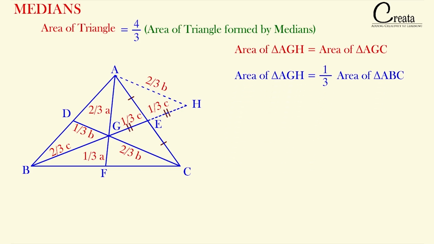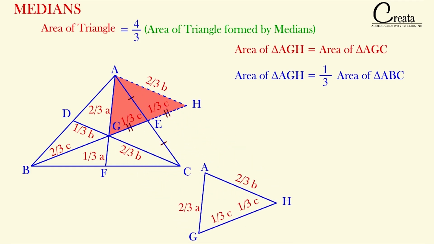Okay, getting the concept? Firstly, we have proved both of these triangles are congruent to each other. Then we have proved area of this complete triangle is equal to area of this complete triangle. Then we have seen area of this triangle is equal to 1/3 times area of this complete triangle ABC. I will keep on repeating the fundamentals and the steps so that you can understand them. Moving further, if we observe the triangle AGH, let's take the triangle AGH out of the figure. Are you able to observe all the sides are 2/3 times the length of the medians?